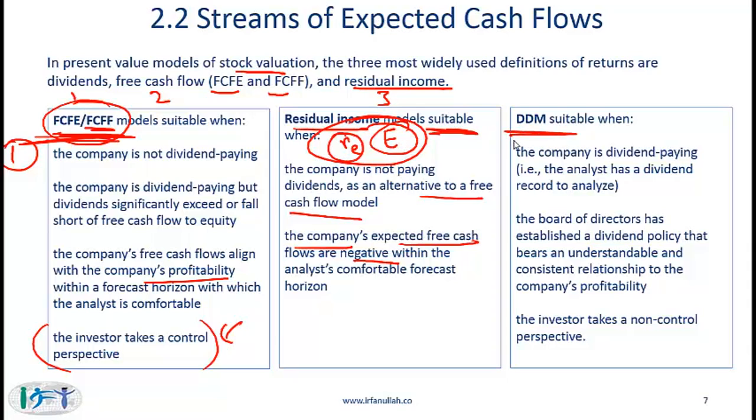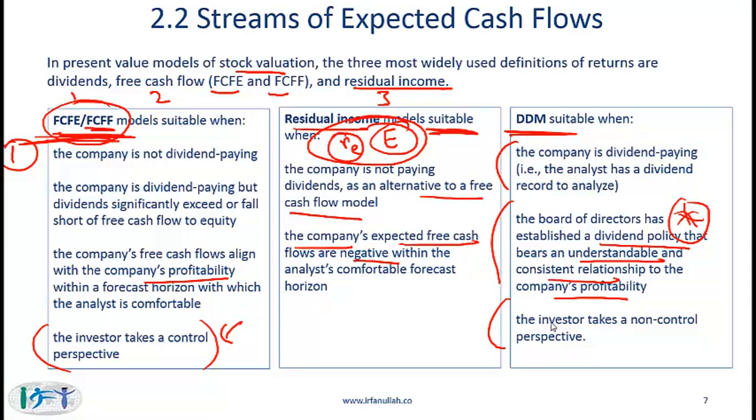And then finally, the focus of this reading is the DDM, the dividend discount model. In the context of this reading, I'd say these points are extremely important. When is it appropriate to use the DDM? It is appropriate when the company is dividend paying, which is obvious. Use the DDM when the board of directors has established a dividend policy that bears an understandable and consistent relationship to the company's profitability. And this point is very testable.